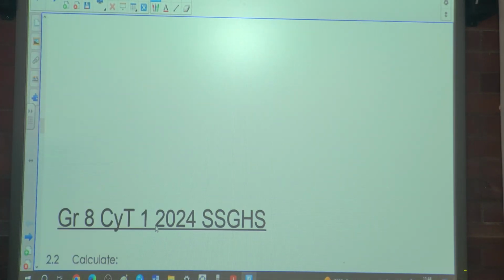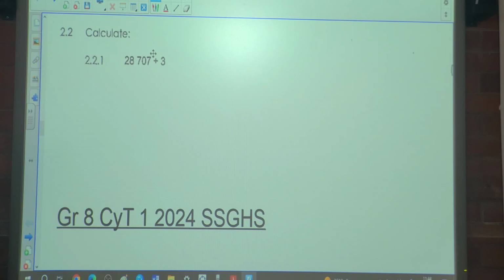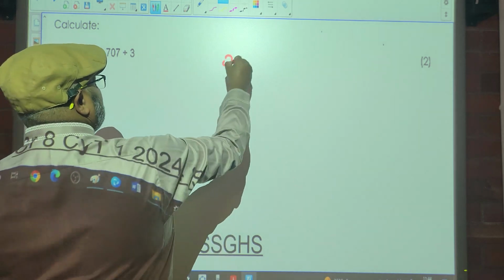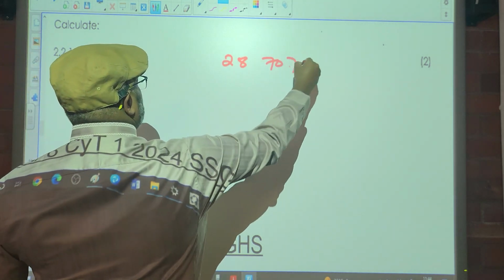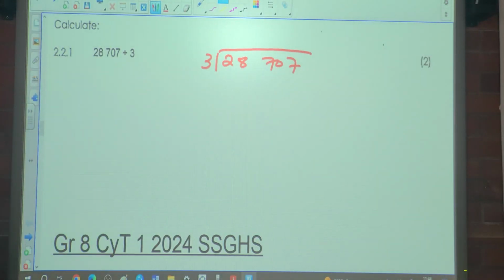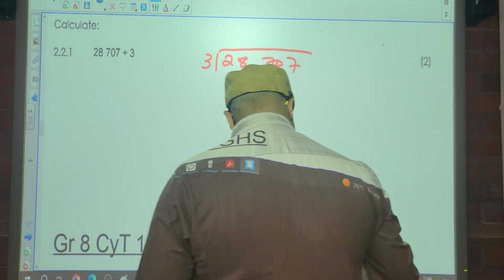Let's do the next one, 2.1. We've got 28,707 that must be divided by 3. One of two ways I can do it: either long division or short division. Okay, let's do long division.